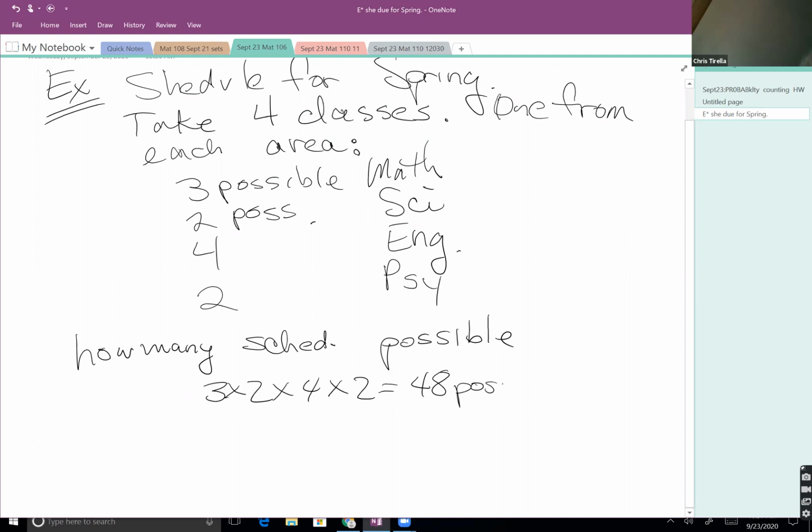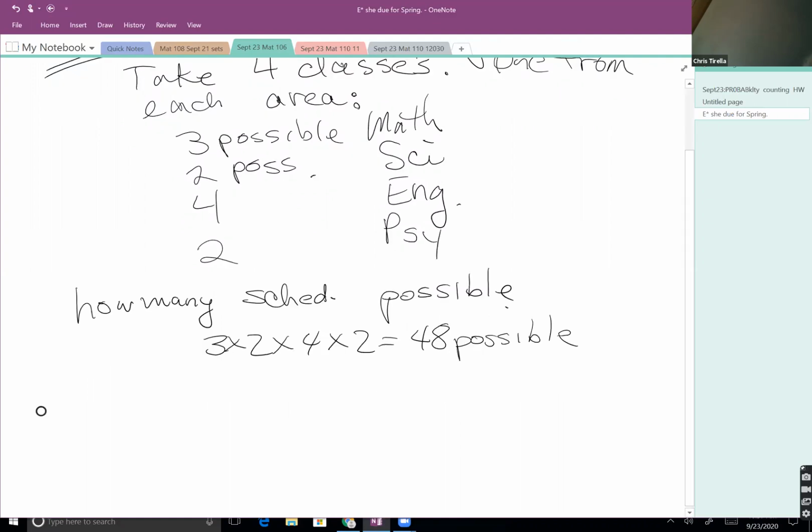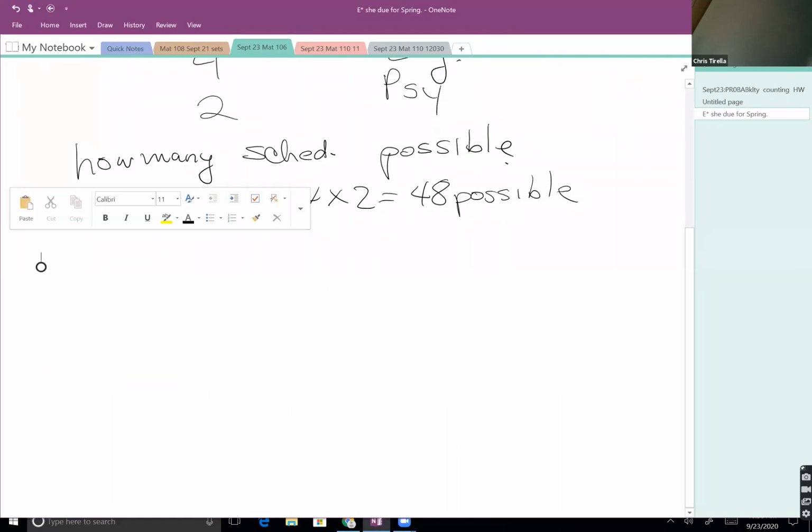So is everybody all right if there are more than 2 different categories that you're picking from? You're just going to make a product for each. Is that one straightforward enough? Can everybody picture a couple of problems like this in the homework? Next one's a little bit more thought-provoking.